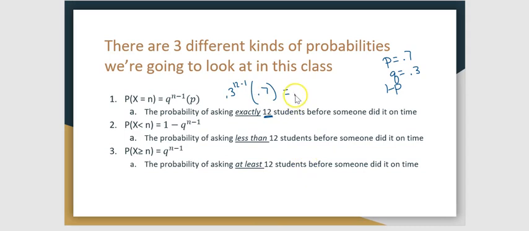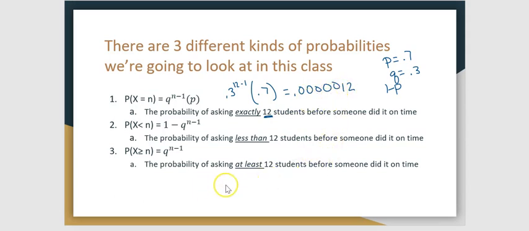So when I put this in Desmos, I get a teeny tiny number. So let's see, 1, 2, 3, 4, 5 zeros, and then 1, 2. Okay, and if we think about it, that makes sense. If the average number of people that I would have to ask would be 1, then getting all the way up to 12 would be highly unlikely.